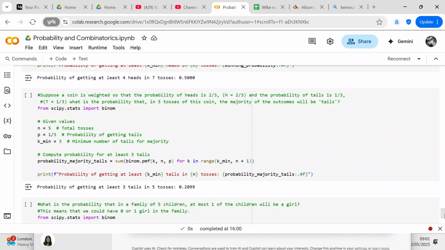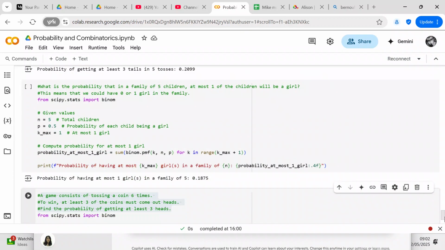So we're going to compute the probability for at least 3 tails. Probability majority tails equals sum of binom.pmf(k, n, p) for k in range(k_min, n + 1). And we print the probability, and it's 0.2099.